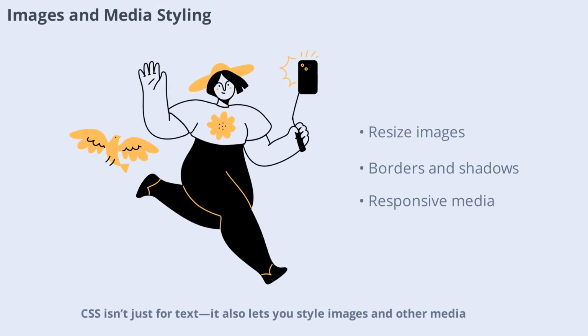CSS isn't just for text, it also lets you style images and other media. You can control image size, add borders or shadows, and even create responsive images that look great on any device. These techniques help your media blend seamlessly with your site's overall design.